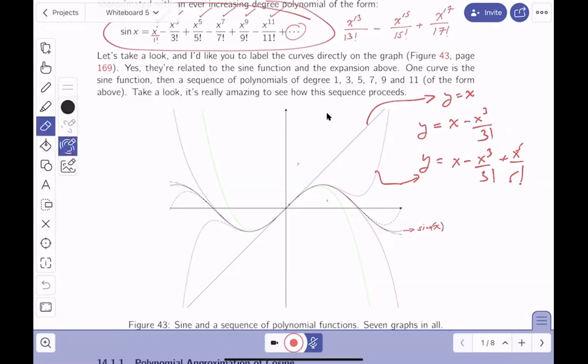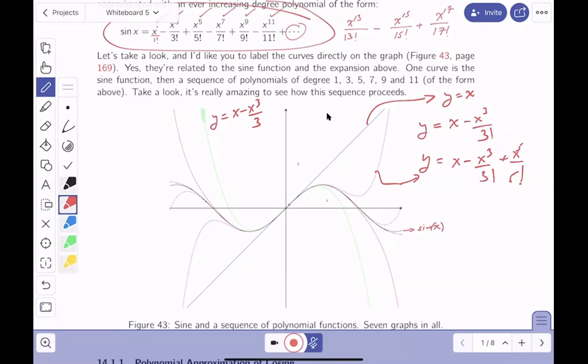Nice excuse though. So I got the line, and let me point this out over here. The green curve is the cubic. Okay. And then the next one up, the red curve, I got to look at that one over there. No, the purple curve is the fifth degree. So I'm okay with that. So they're kind of separating things out.